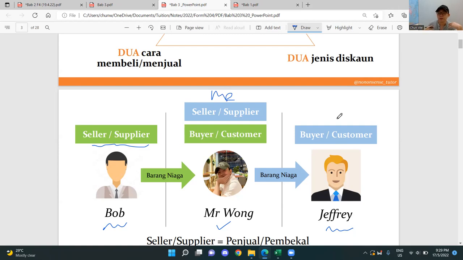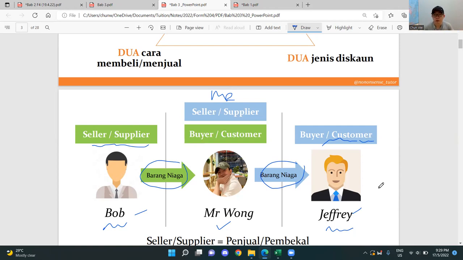And then me, I have to find a customer. What is that? So this is a very traditional way. So I will buy the barang niaga, let's say from Bob. I will beli barang niaga itu daripada Bob. And then for me to make money, I have to sell barang niaga to my customer, which is Jeffrey. So this is a very typical way lah.